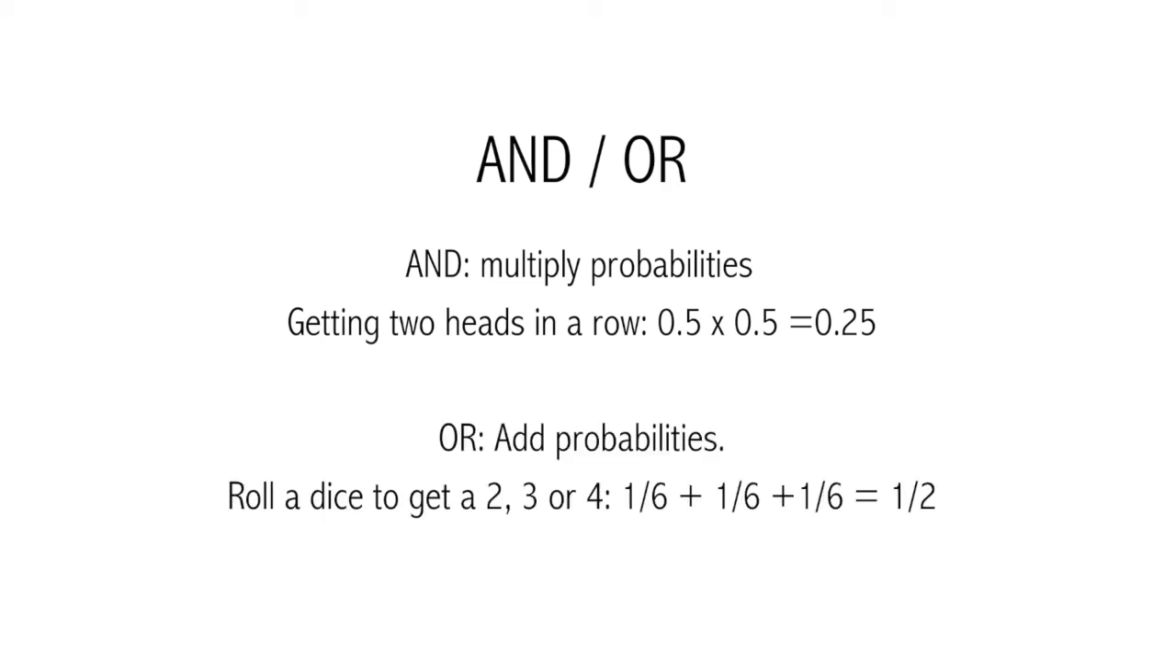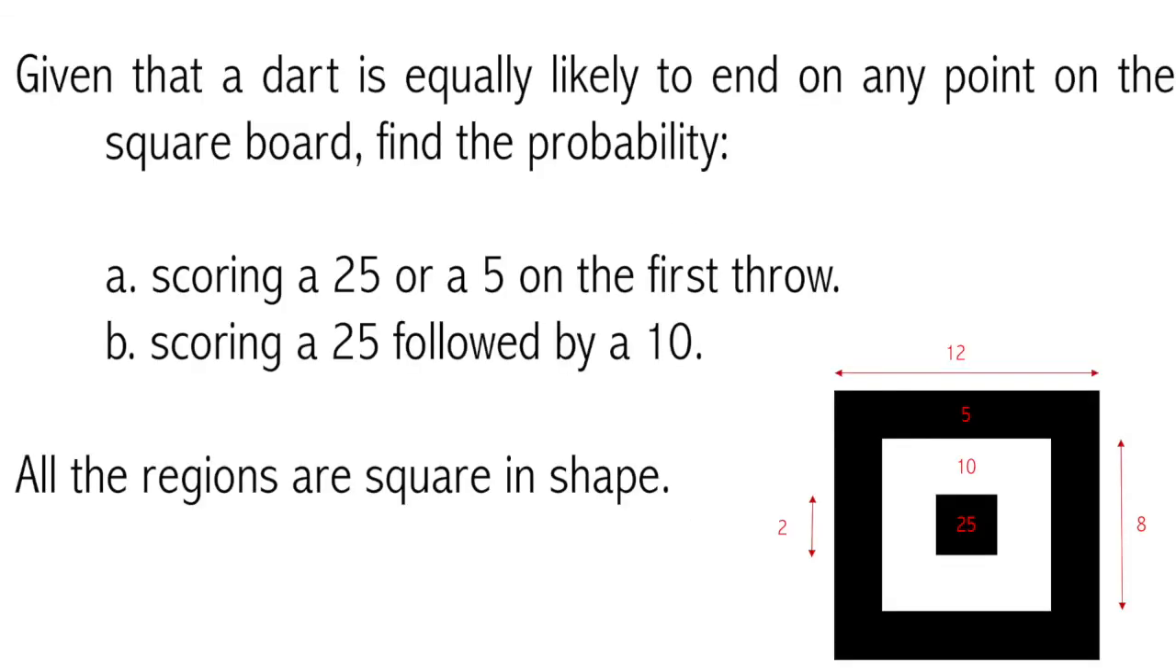So something like rolling a dice to get a 2, 3, or a 4. So I'll add the probability of getting a 2 with the probability of getting a 3 with the probability of getting a 4. That is 1/2.